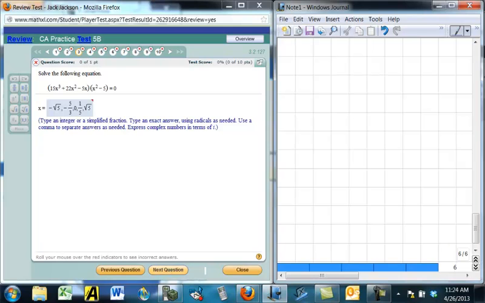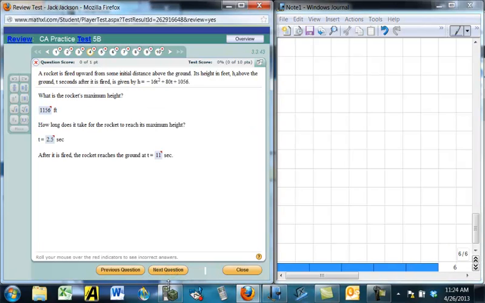Alright, next question. A rocket is fired upward from an initial distance above the ground. The height in feet above the ground t seconds after it is fired is given by this formula.